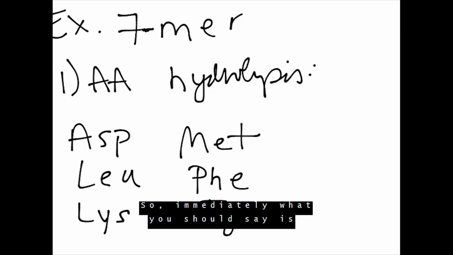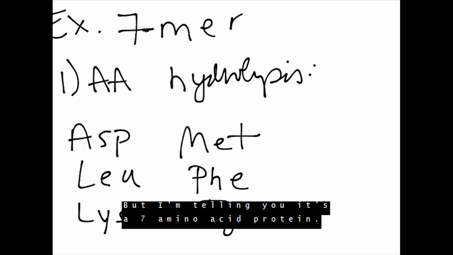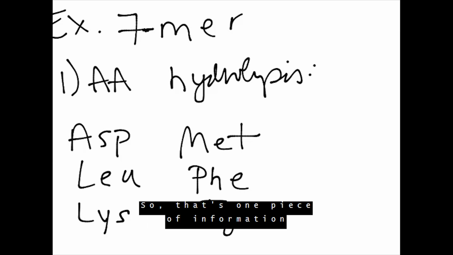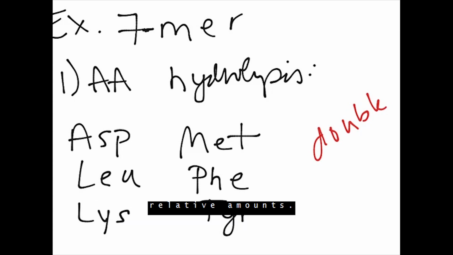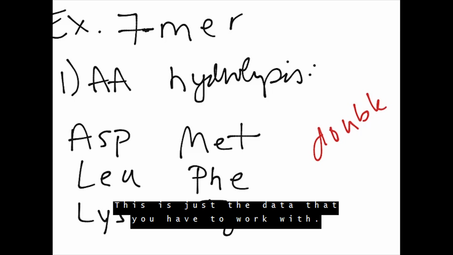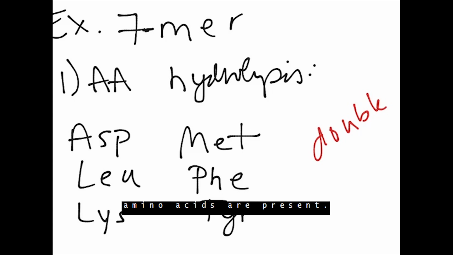So immediately what you should say is that there are 6 amino acids, but I'm telling you it's a 7 amino acid protein, so one of these amino acids is a double. So that's one piece of information that you should pick up right away. Now you might be thinking, well, I thought amino acid analysis should give you relative amounts. And yeah, it should, but not all data is perfect. So keep that in mind too. This is just the data that you have to work with. So the first piece, amino acid analysis, gives you these 6 amino acids are present.